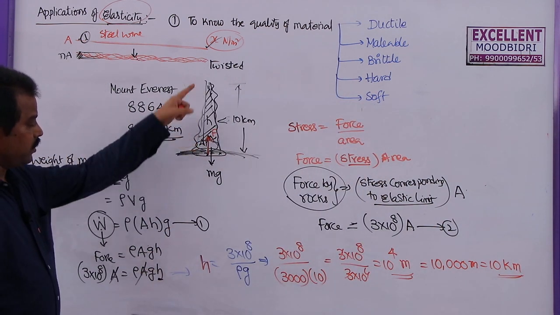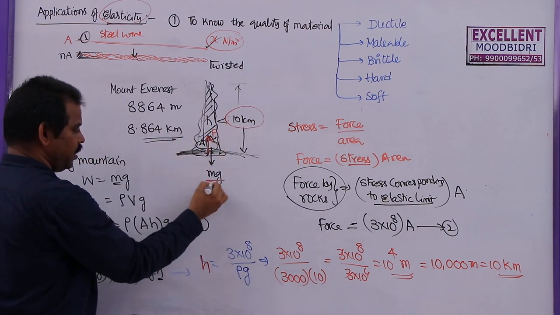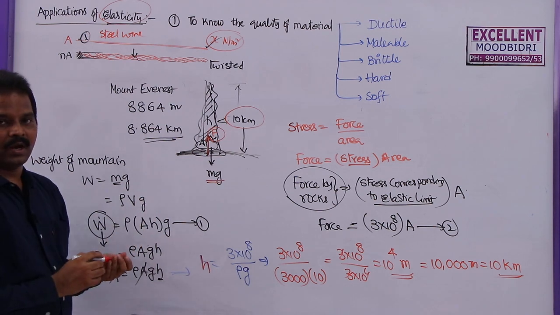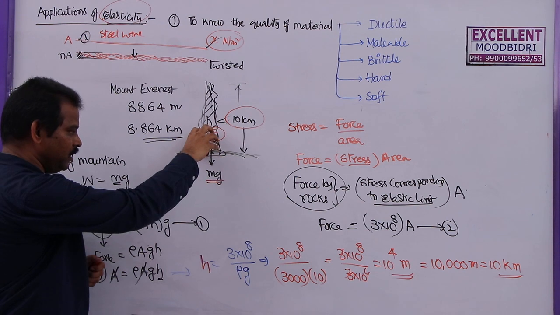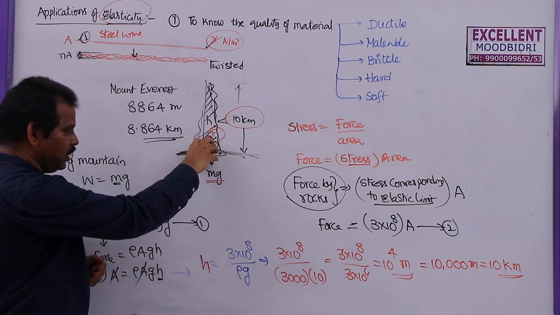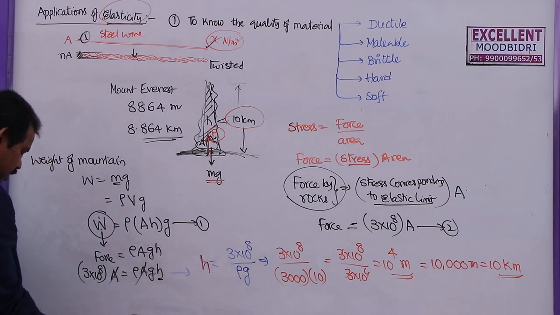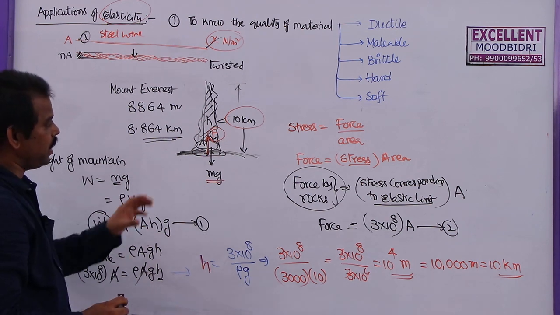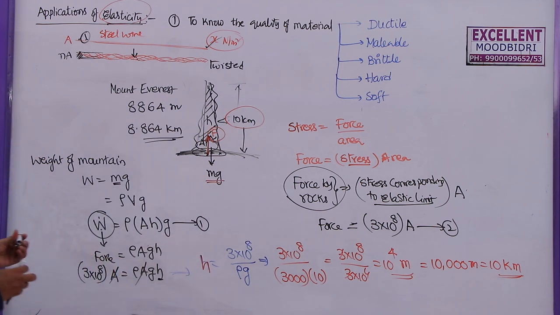If the height of the mountain is more than 10 kilometers, then the weight will be more than the stress corresponding to the elastic limit, and then yielding will take place. It slowly, gradually goes into the earth, so that it can maintain the same height. That's why all the mountains, be it the Alps or the Himalayas, cannot be more than 10 kilometers. They are always less than 10 kilometers.